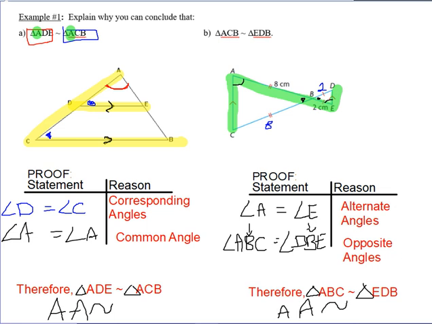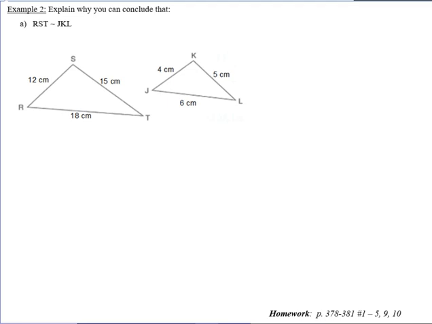Now, let's throw in a situation where it doesn't give you any angles, and we can't even use angle properties, because the triangles are separated from one another. It says, explain why you can conclude that RST is similar to JKL. Well, this is where we're going to have to use the side lengths. So let's try to find matching corresponding side lengths.